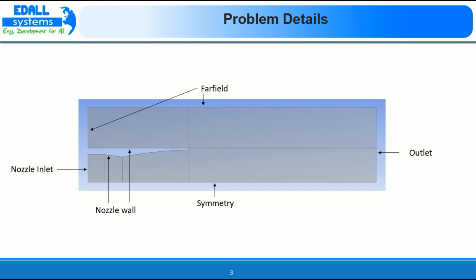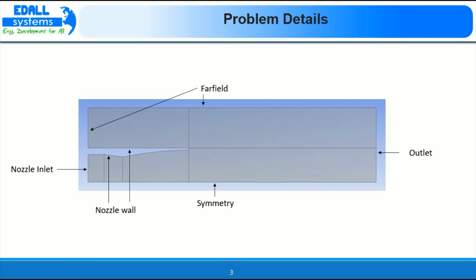Then the line at the bottom, we are just considering half the geometry to reduce the computational time. So we are using a symmetry geometry. Then we have nozzle walls, that is, this entire region consists of nozzle wall. Then this region and the upper region are considered as far field. Using a far field for an external flow problem is very important when we are doing an analysis.